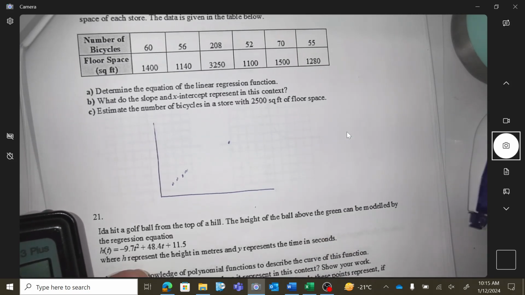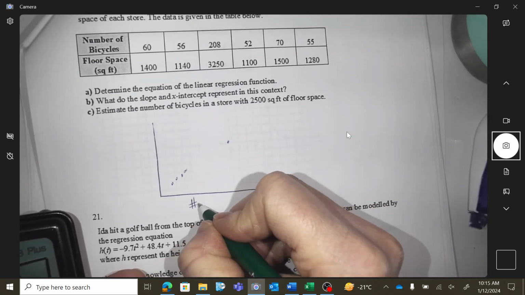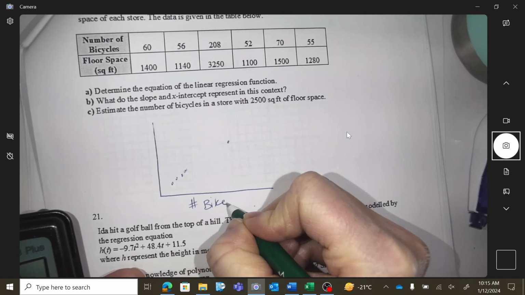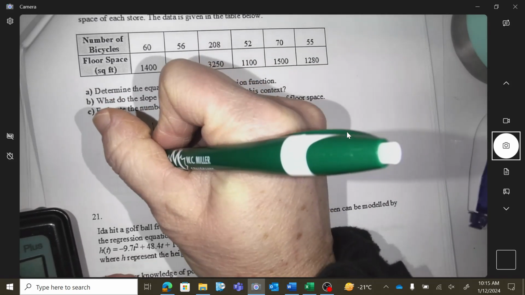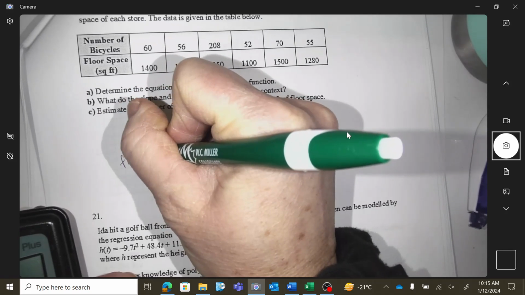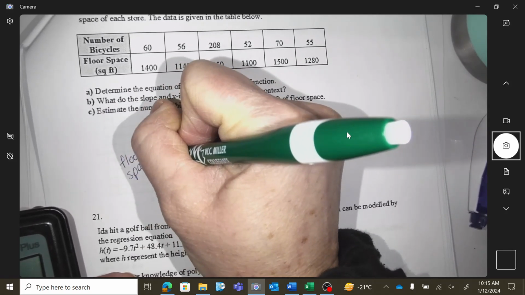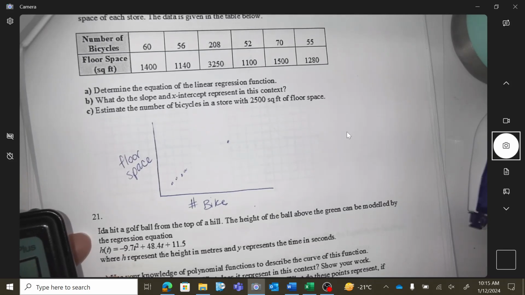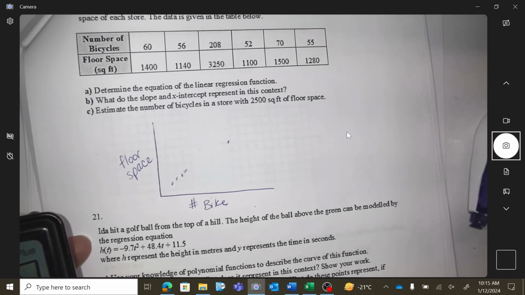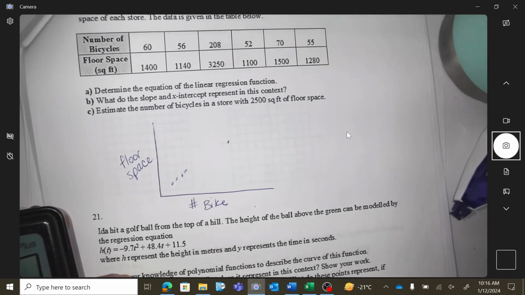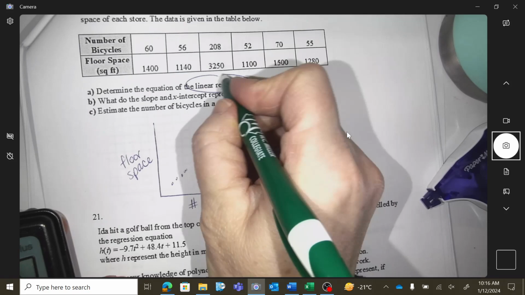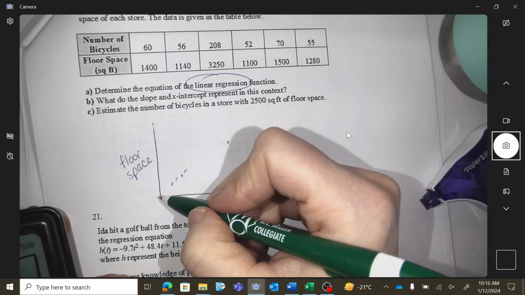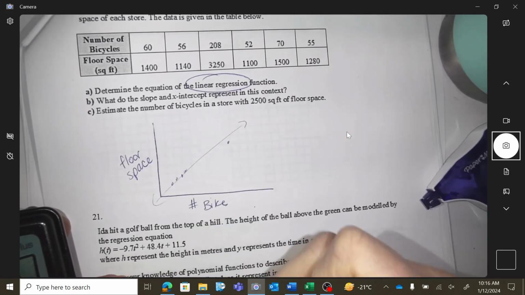So now we would need to do number of bikes was my X. Floor space was my Y. So it says a linear regression. So does that make sense? Does your pattern look like it'd be a line?